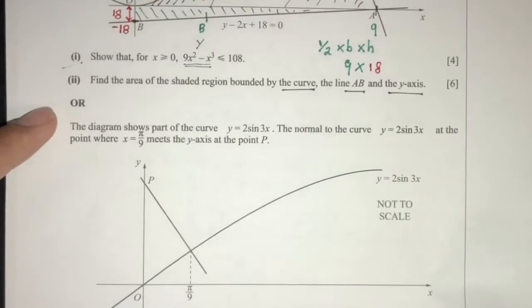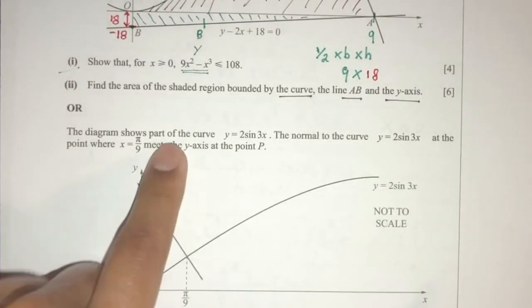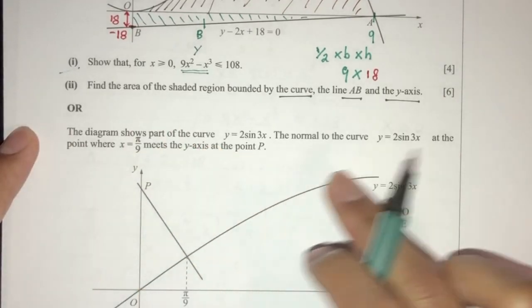Now let's move on to this one. As you can see, the diagram shows part of the curve y equal to 2 sine 3x. That is your curve given to you.